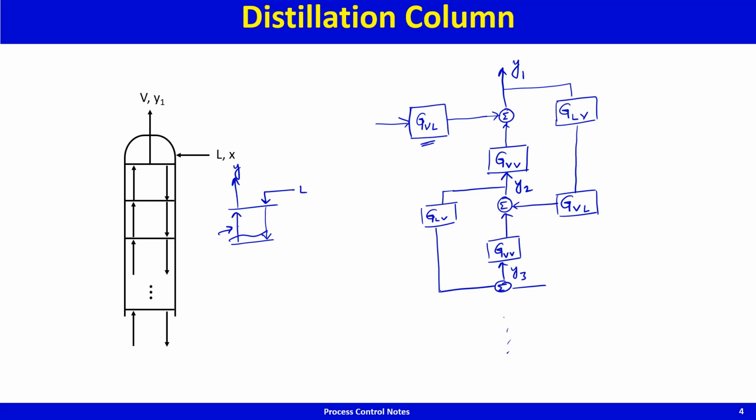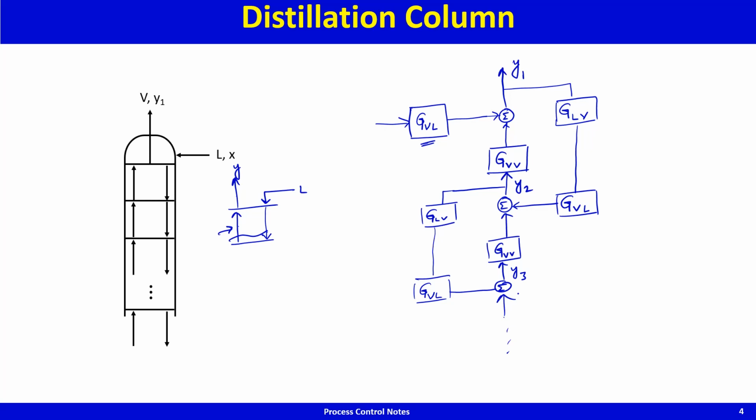I'm sorry, I forgot. So the effect of the vapor leaving the second tray affects the liquid going into the third tray. The change in the liquid going into the third tray affects the vapor leaving the third tray, and that gives the composition of the vapor leaving the third tray. And keep on going like this down.